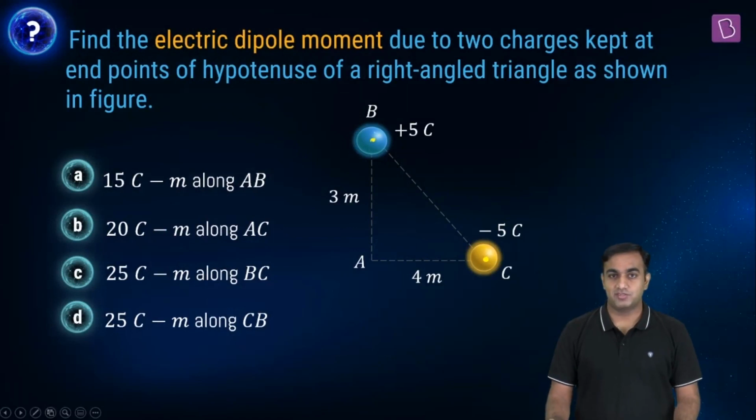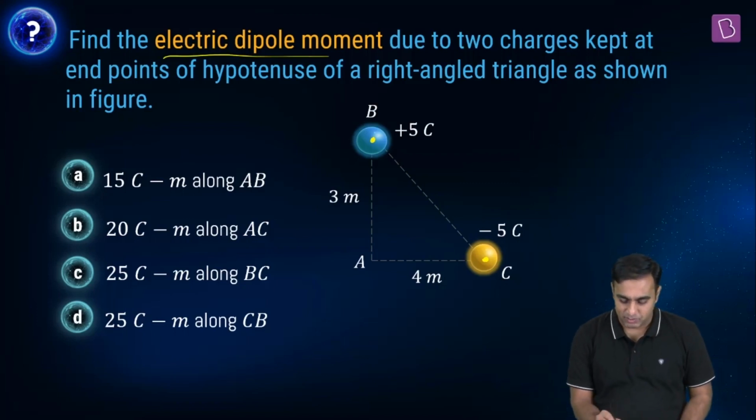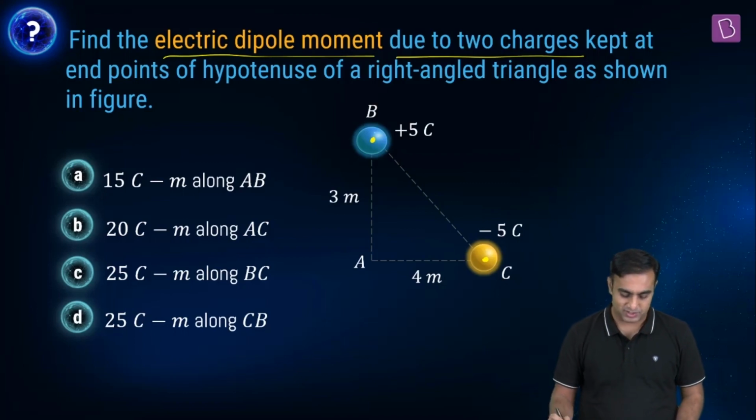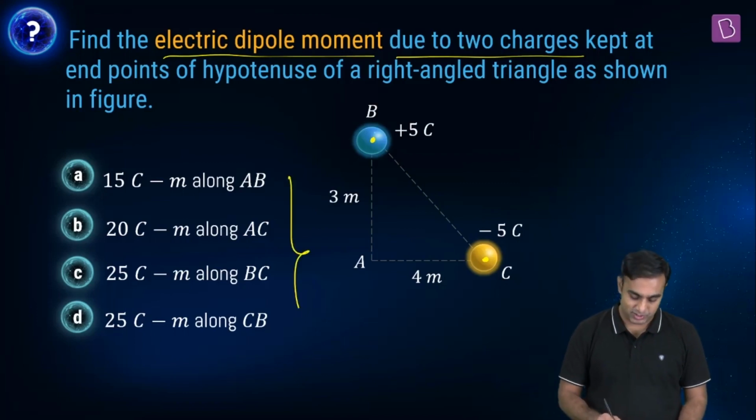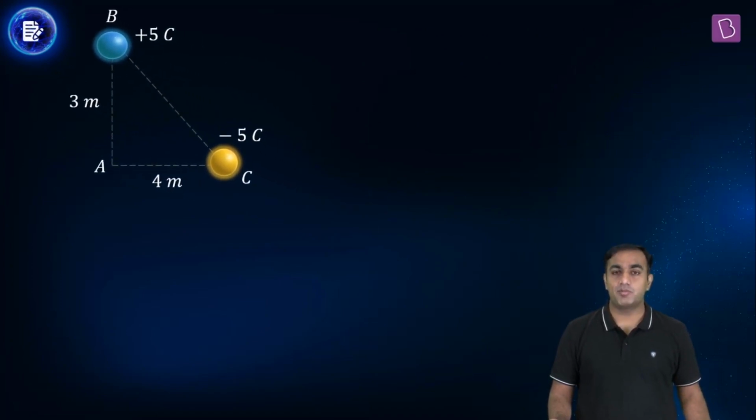Let's look at the next question. We are given here two charges, plus 5 coulomb and minus 5 coulomb, kept at end points of hypotenuse of a right angle triangle as shown. What do we need to find? The electric dipole moment due to these two charges. And here are the given options. Alright. Let's find the electric dipole moment vector's magnitude and direction both.